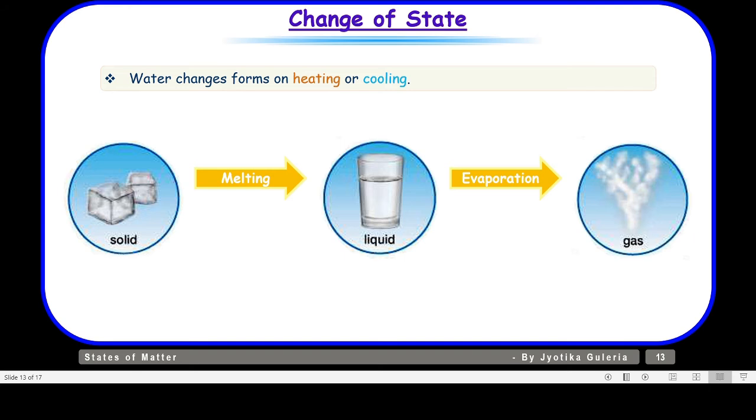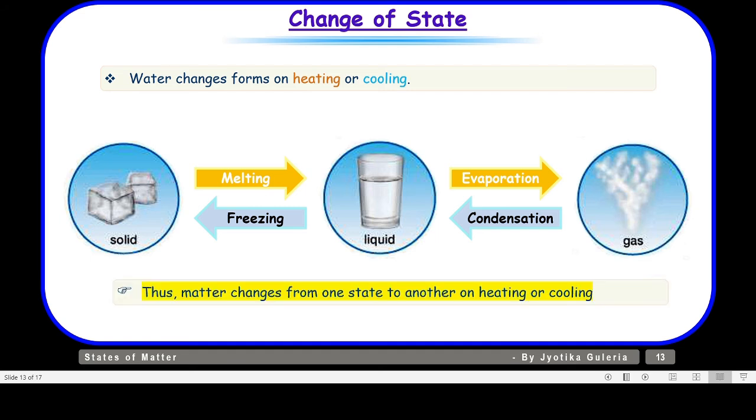Now we'll come to the cooling process. We know that particles on cooling start coming closer to each other. So particles which are there in gaseous form on cooling will condense to form liquids. And if we further cool down the liquid, we know that it will freeze into solid ice. That means the particles in liquids will come closer to each other and they will form solids. So we can conclude that matter changes from one state to another on heating or cooling.